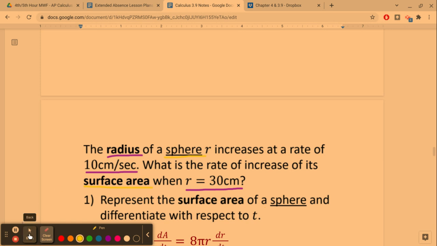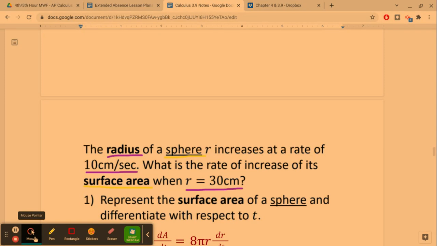Let's get going on this, but not before I give you an opportunity to set up the problem. Try it for yourselves. If you forget, the surface area of a sphere is 4 pi r squared.